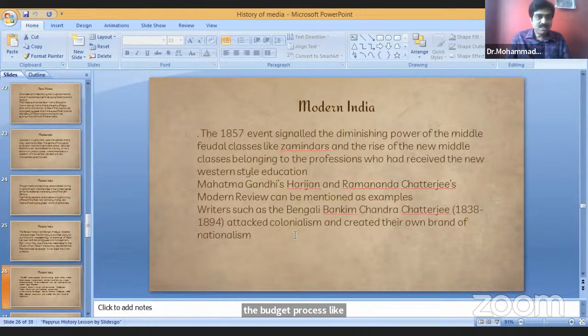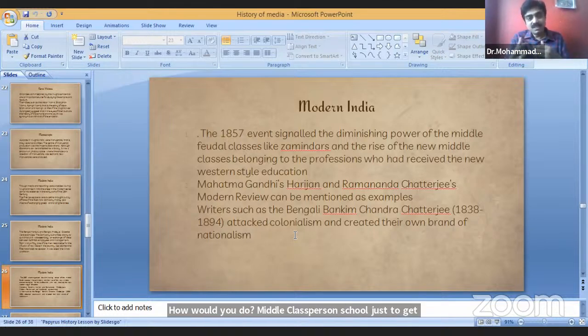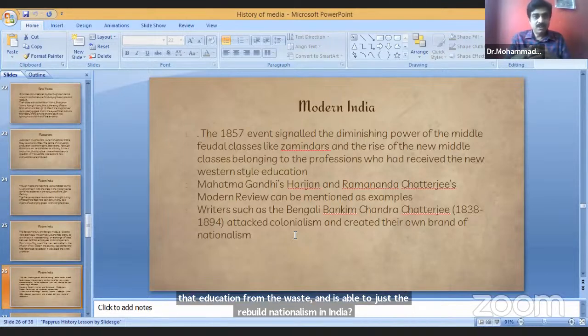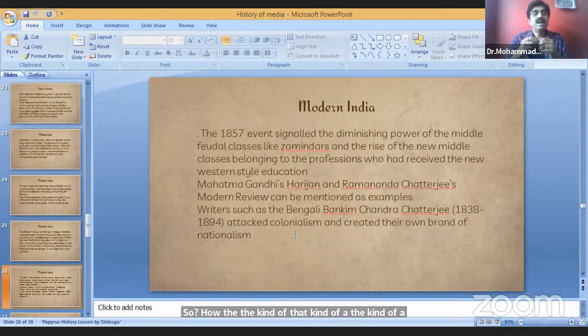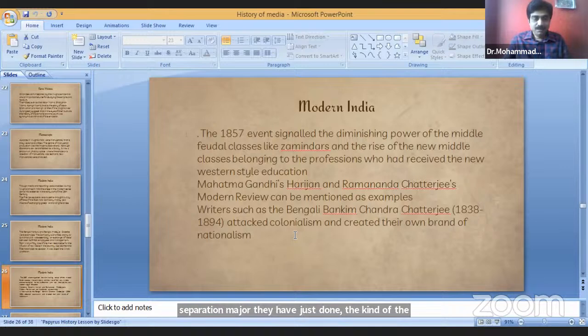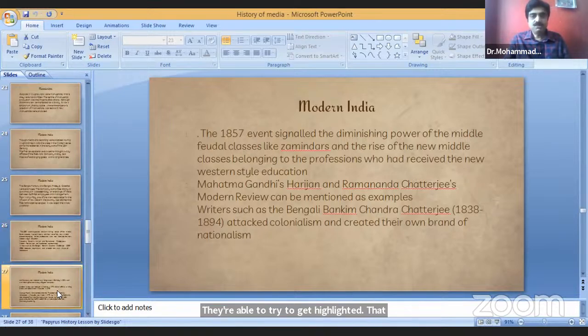Mahatma Gandhi started with Harijan and Young India. Papers like Ramananda Chatterjee's Modern Review can be mentioned as examples of this. The middle class persons who got an education from the West were able to rebuild nationalism in India and attack the colonial rule. Through the newspaper medium, they tried to highlight the grievances, the suppression measures and the activities the British committed against the Indian people. Next, we move on to the next medium.